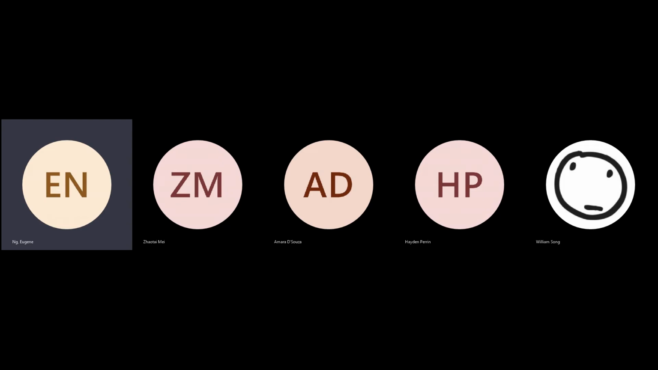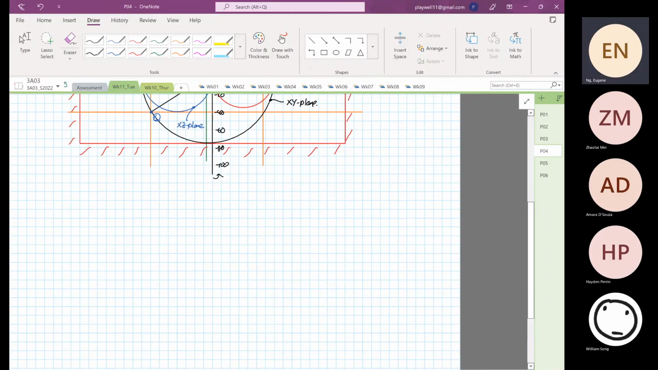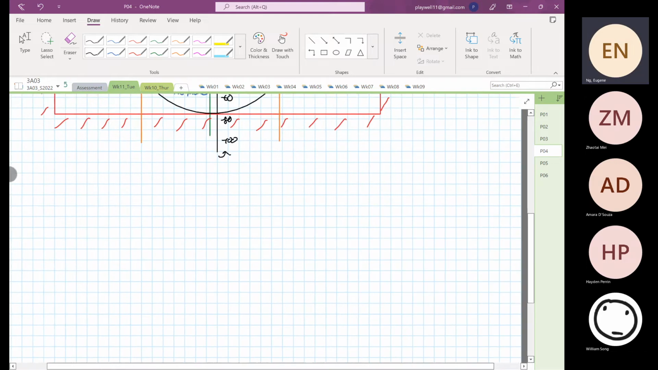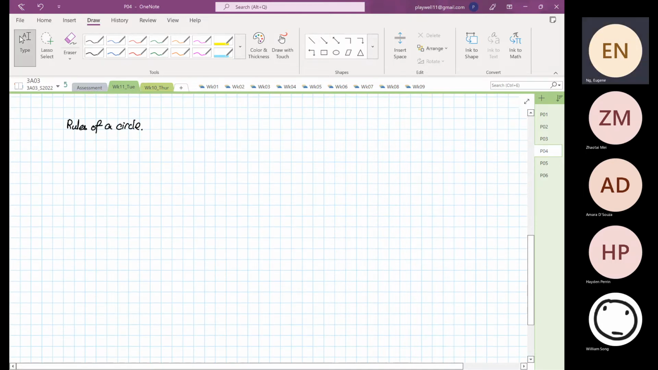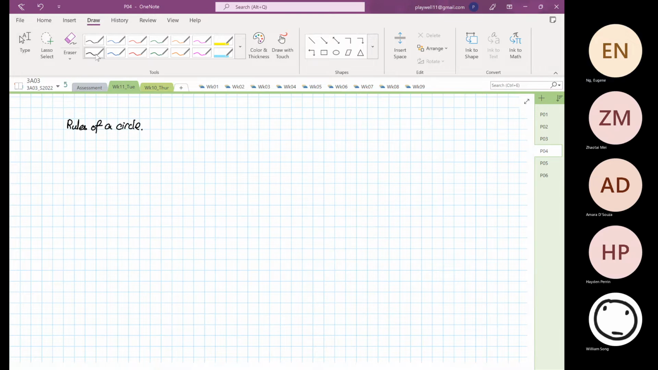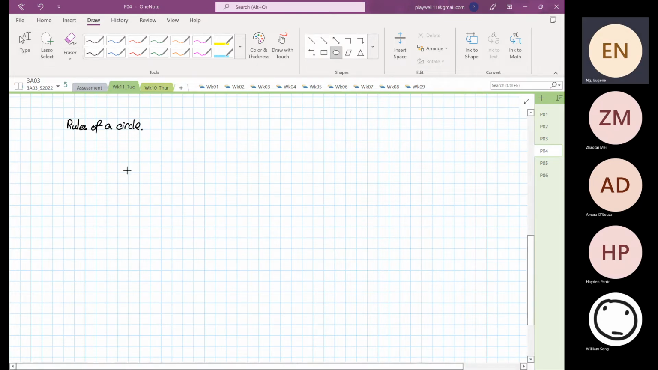Okay, before we look into the other two possible solutions, I want to help you recall the rules of a circle. You can draw this online on the other side of the screen, or I can do it.